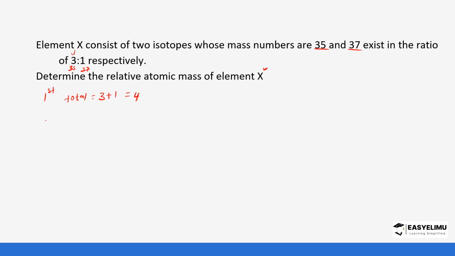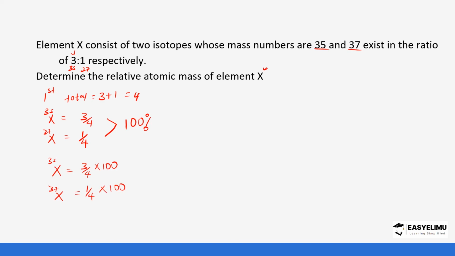So the X35 will have a fraction of 3/4, while the X37 will have a fraction of 1/4. If we look at the total abundances for both isotopes, it's supposed to total to 100%. So we can get the percentage abundance for each isotope. So isotope 35, we are going to take 3/4, we multiply by 100, and then isotope 37, we are going to take 1/4 and multiply it by 100 as well.